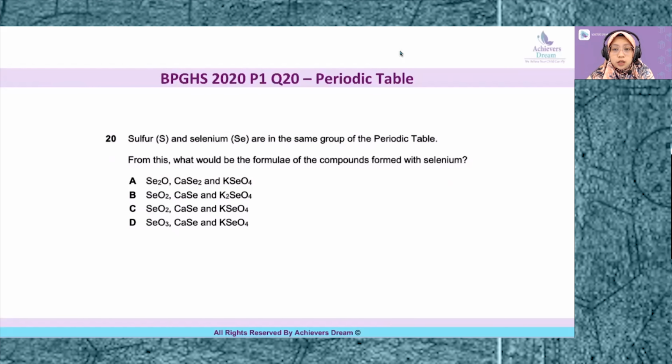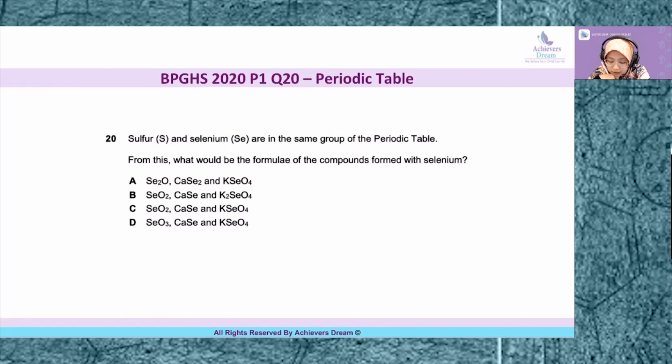Question 20 is actually testing students on the topic of the periodic table, the properties of elements in the same group. So let's take a look at the question. Sulfur and selenium are in the same group of the periodic table. From this, what will be the formula of the compounds formed with selenium?